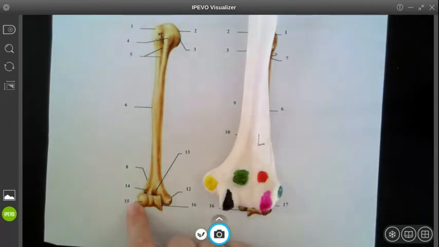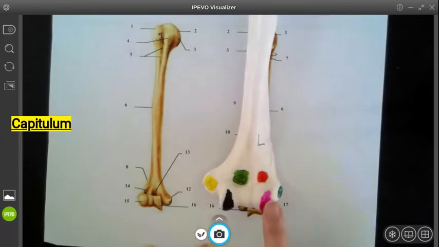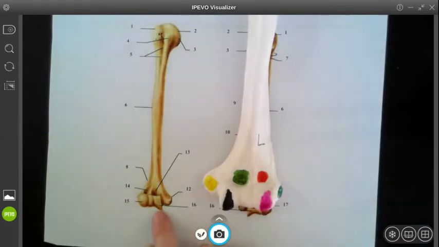15 is actually pointing at the capitulum, which is this pink structure right here. And 17 is pointing at the trochlea, which is the black structure.